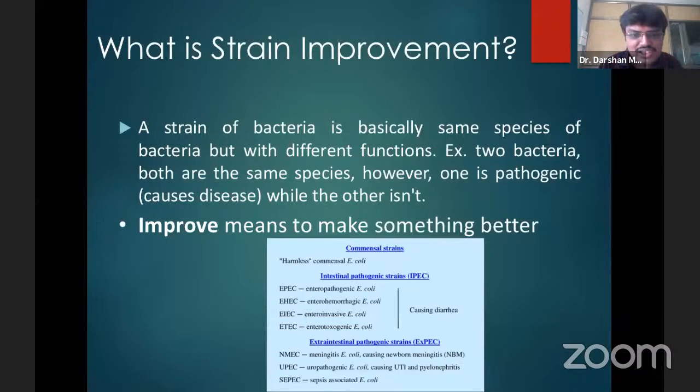Now you are able to see in this image that this E. coli possesses a number of strains. The number of strains includes what? The normal E. coli strain, which is a harmless strain. Then you have a different strain, a pathogenic strain, which is responsible for causing diarrhea. Some of them are extremely pathogenic and are responsible for causing food poisoning, right? So there are different strains. All of them are known as what? E. coli. So that is the meaning of the word strain.